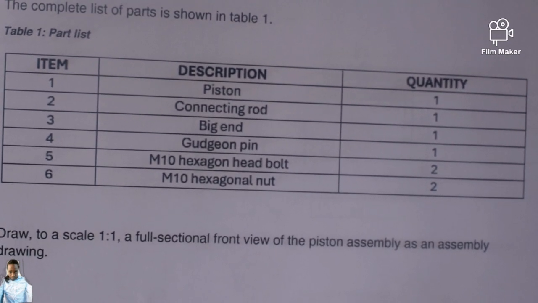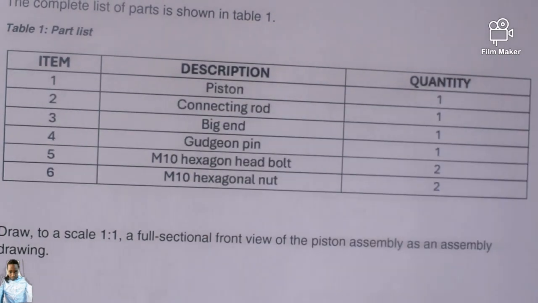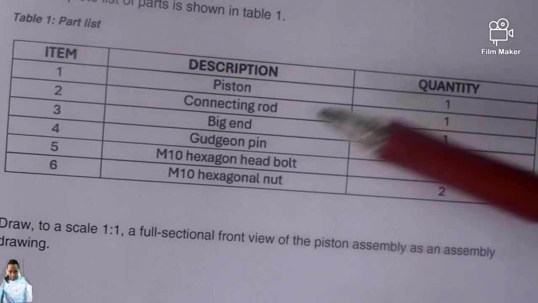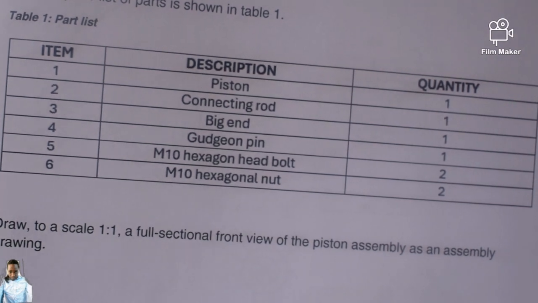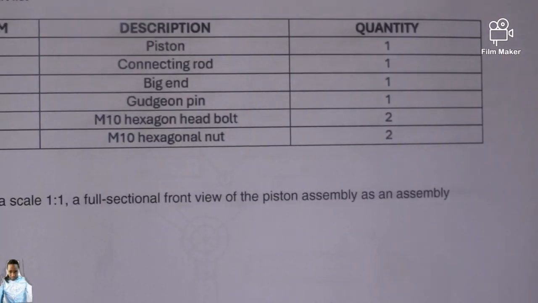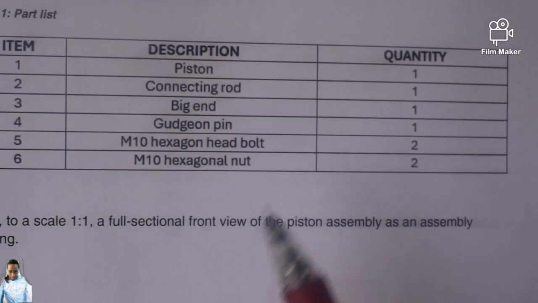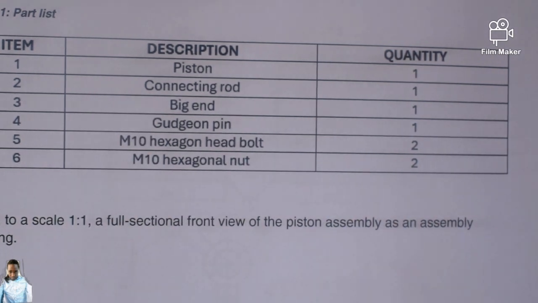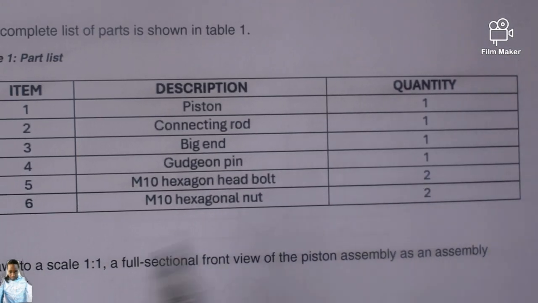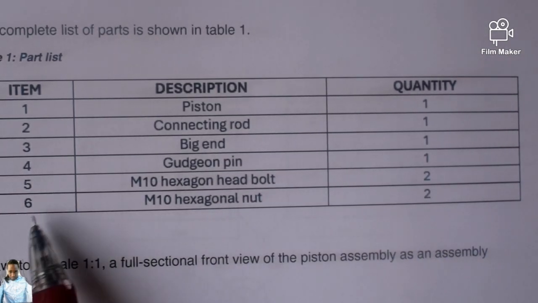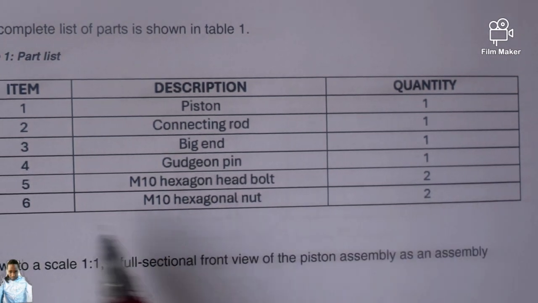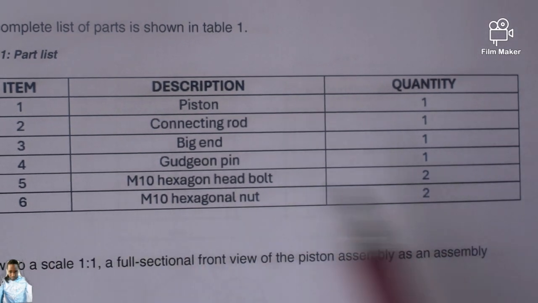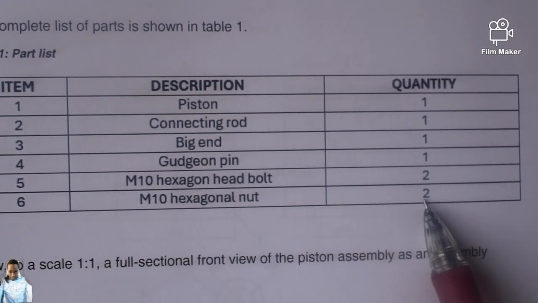So the quantity is very much important. The item name is not that important. What's the name of item 1 or item 2 doesn't matter. What is very important is the quantity, to say how many times you are supposed to draw item 1, how many times you are supposed to draw item 2, all that. For instance, items 5 and 6 you have to draw twice. Item 5 has to be drawn twice, item 6 has to be drawn twice.